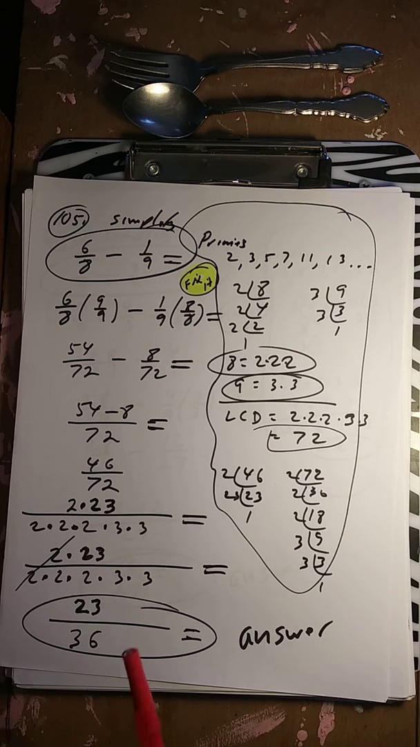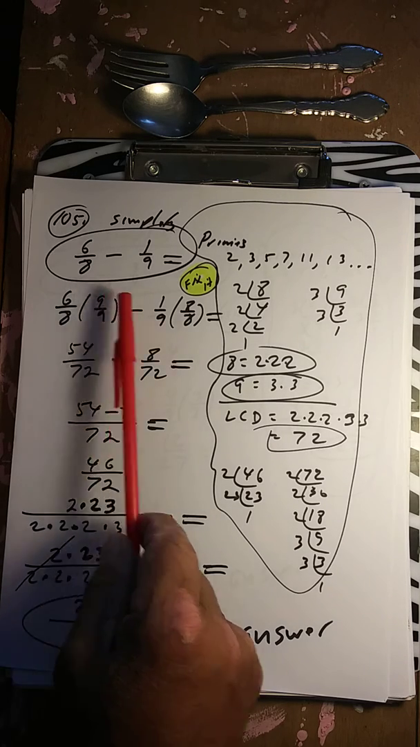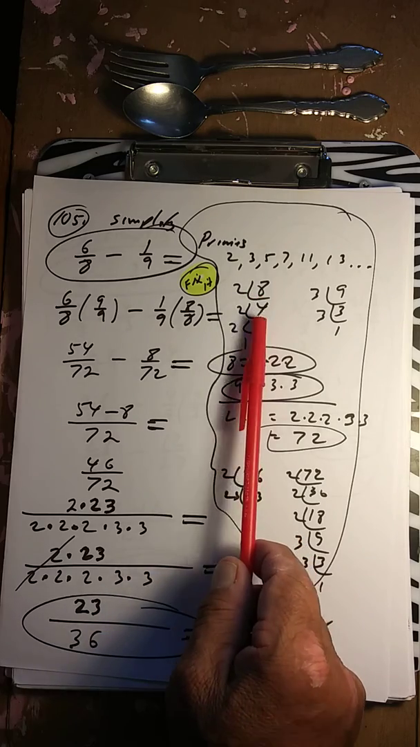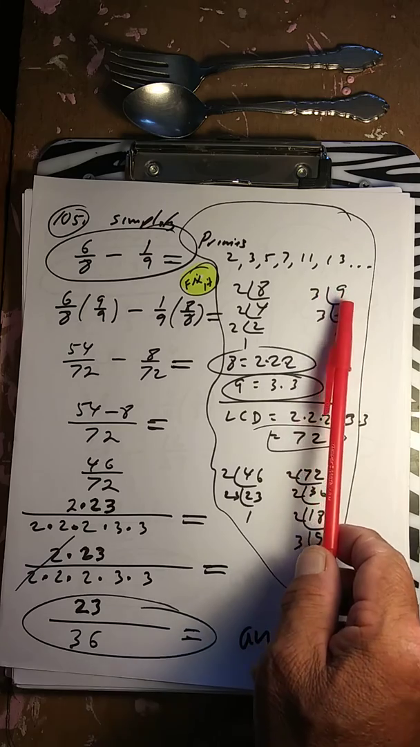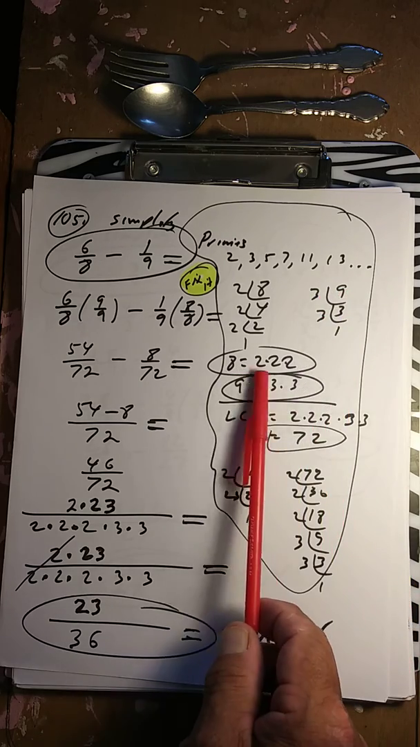6 over 8 minus 1 over 9. So let's get the 8 and let's break it down. 2 divides 8, 4. 2 divides that. 2 divides that. So 2, 2, 2 is 8. 9. 3 divides 9, 3. 3 divides that once.